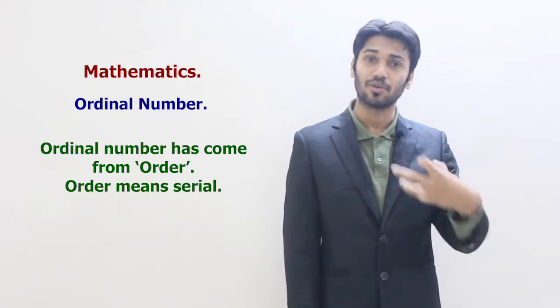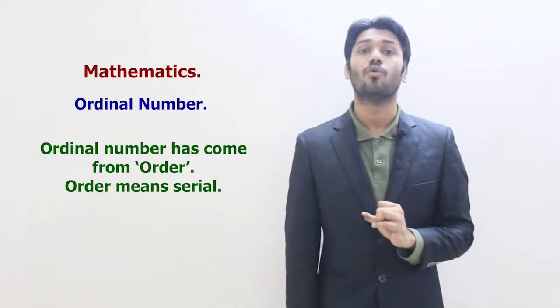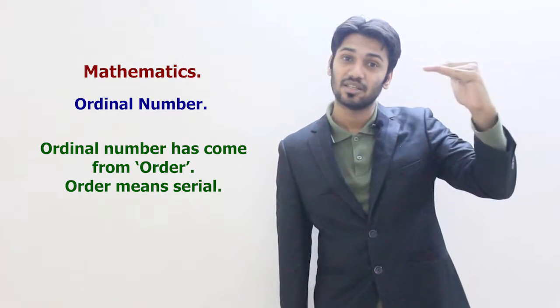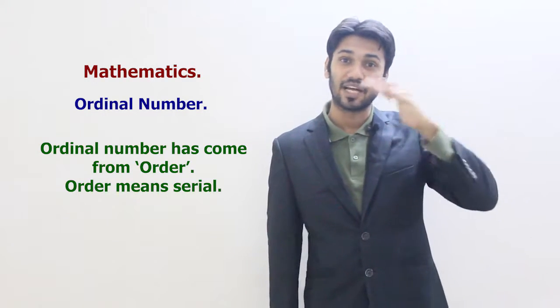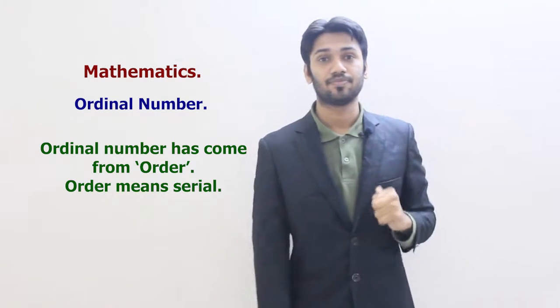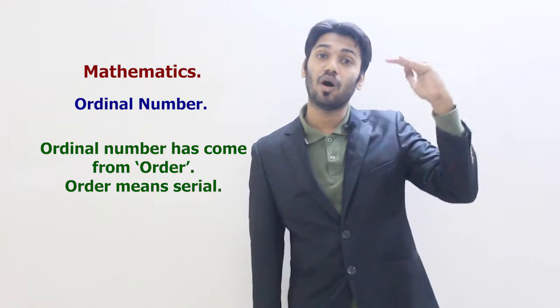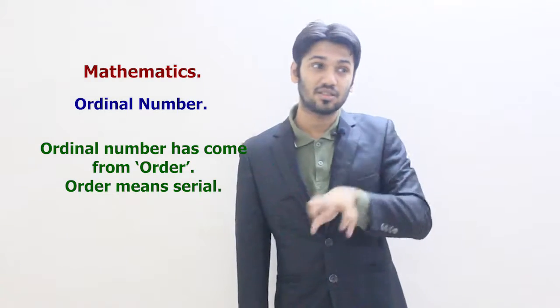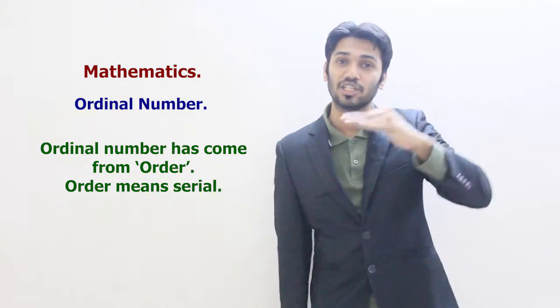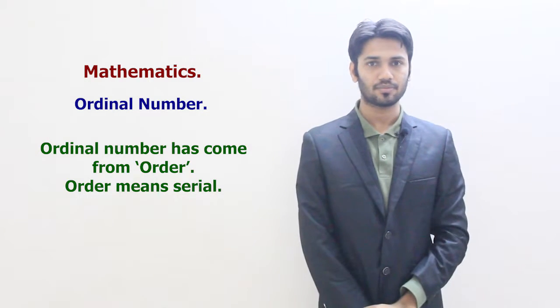It has come from this word, order. Order means serial, who comes first and then. This is the order of things. And when you are putting numbers with an order of things, it gives you the ordinal number.